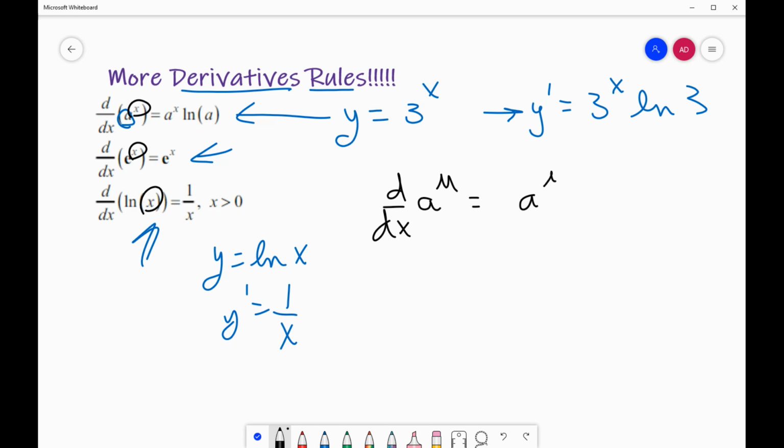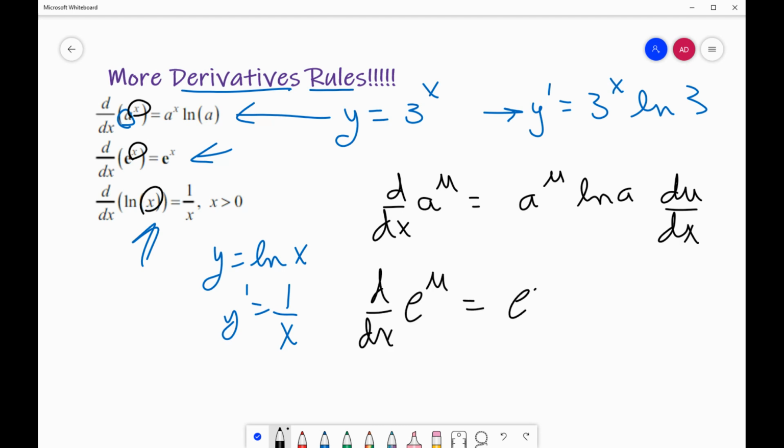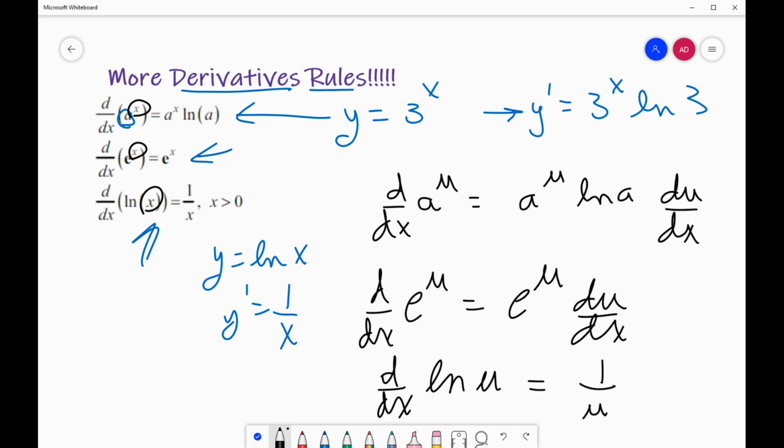So for instance, if I have a derivative of a to the u, well, the derivative of that would be a to the u times the natural log of a times du dx. If I have looking for the derivative of e to the u, well, it's e to the u times du dx. Natural log, same thing. If I have the derivative of the natural log of u, well, then that is 1 over u du dx.